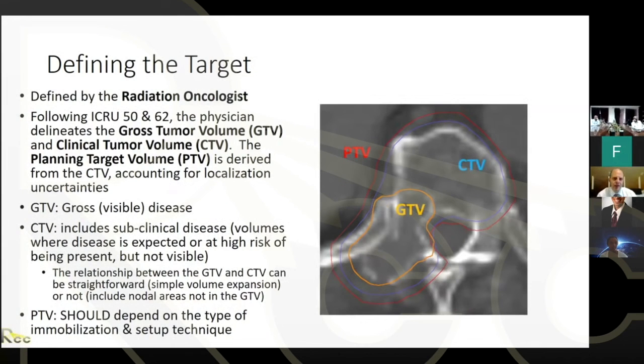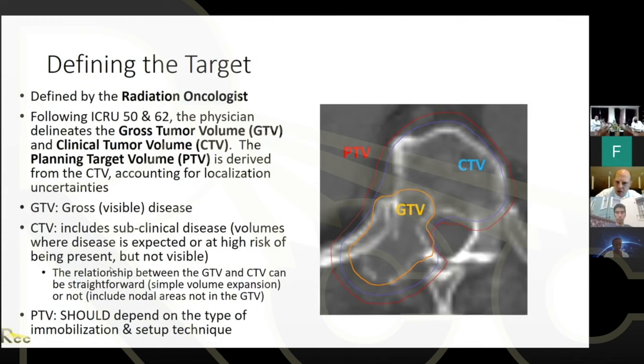When we define the target, this is defined by the radiation oncologist, and we typically follow ICRU 50 and 62. The physician delineates the gross tumor volume, the clinical target volume, and the planning target volume. The PTV is defined from the CTV, accounting for localization uncertainties. So the radiation oncologist defines the GTV and the CTV, and then we define a PTV based on the uncertainties in our planning process.